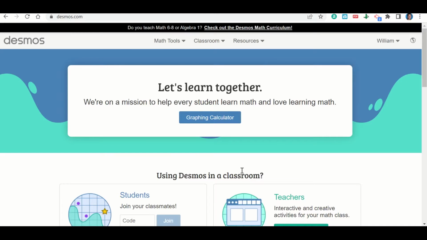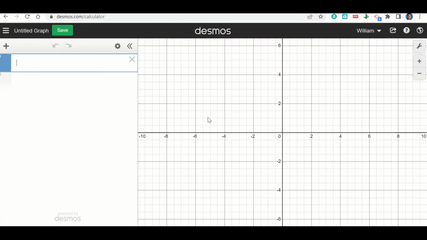Let's talk now about how we can use Desmos to check our work when dealing with systems of linear equations. So first thing we're going to do is go to desmos.com, which is here, and we're going to click on Graphing Calculator. Now, this allows us to type in our equations over here. So let's go ahead and put in an equation.